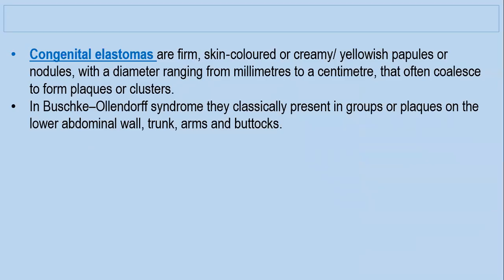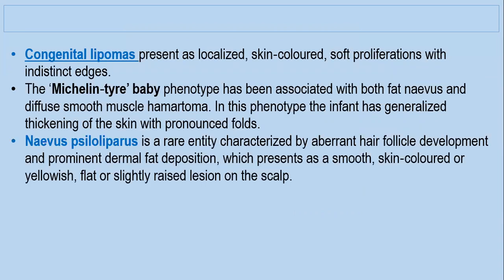Then congenital elastomas. These are firm skin-colored or creamy yellowish papules or nodules with diameter ranging from a few millimeters to several centimeters. They are not very big, often coalesce to form plaques and clusters. In Buschke-Ollendorff syndrome, they classically present in groups or plaques on the lower abdomen, trunk, arms, and buttocks, the elastomas.